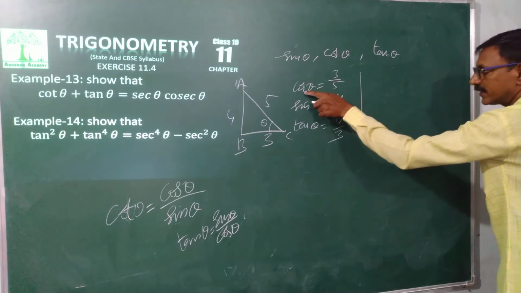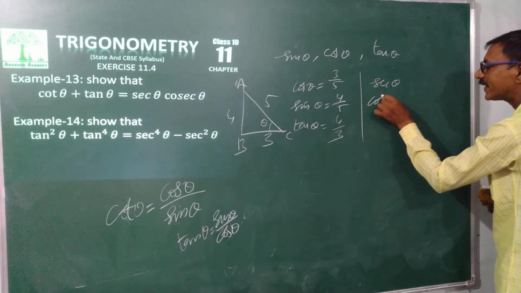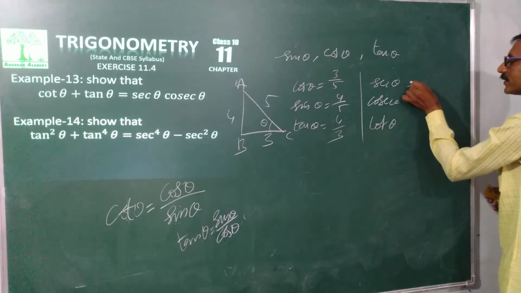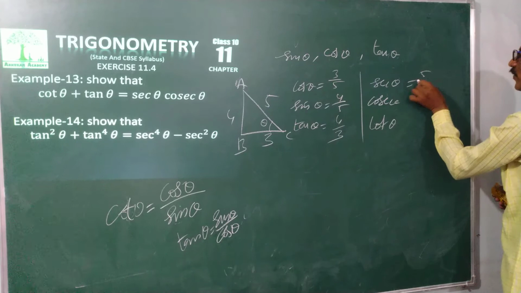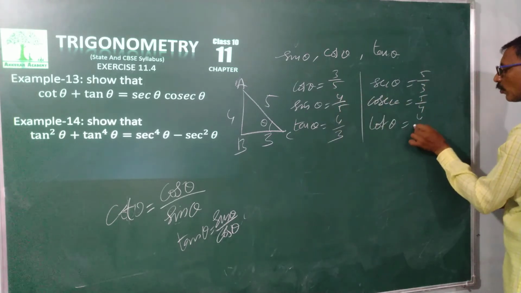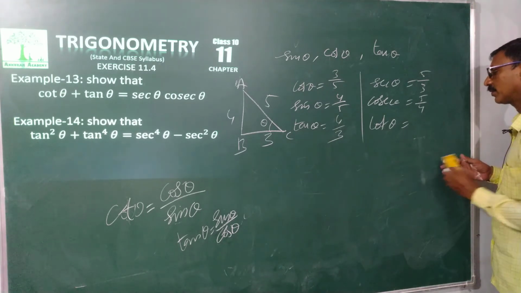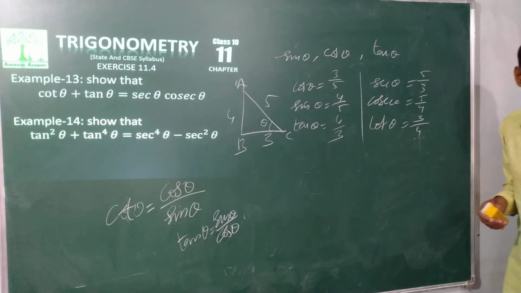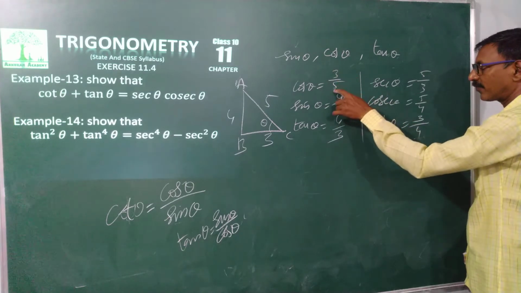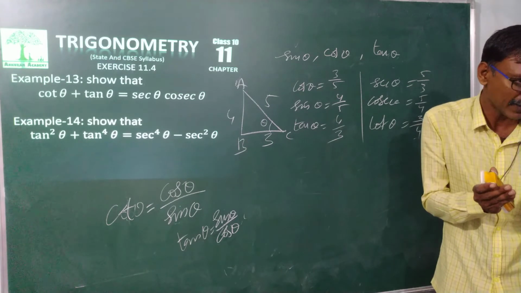Its inverse ratio is sec theta. Its inverse ratio is cosec theta. Its inverse ratio is cot theta. We know it. Inverse means 5 by 3, 5 by 4, and 3 by 4. Am I clear or not? By multiplying these two, we get 1. See here, 3 by 5, 5 by 3. That means both are inverse ratios. Am I clear or not?